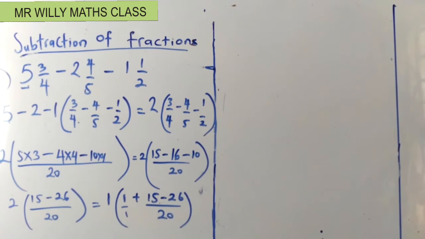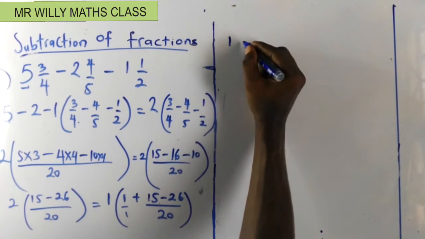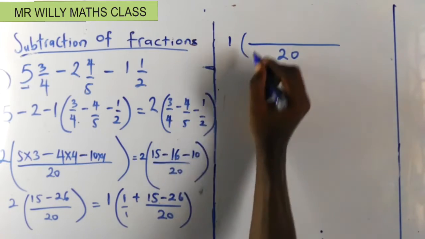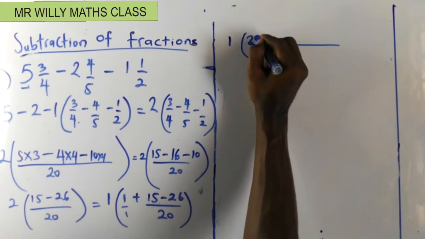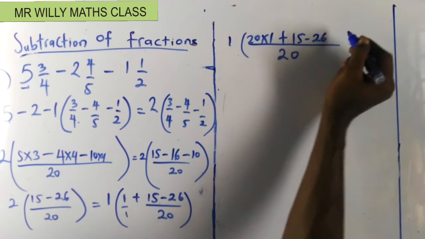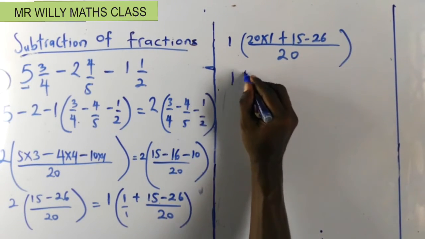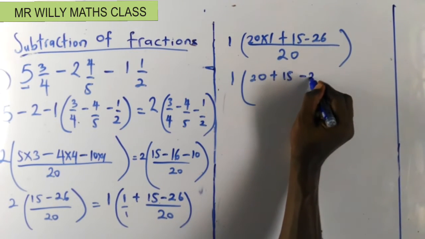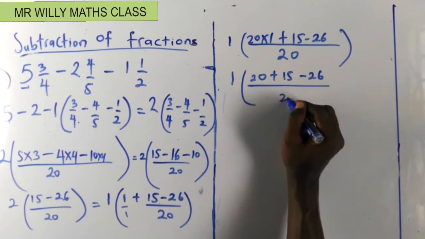You solve further. You know that we were having 1. Now, the LCM will be 20. So this 20, 1 and 20, that will be 20. 20 times 1 plus 15 minus 26. That will be 1. 20 times 1, we will have 20 plus 15 minus 26 over 20.